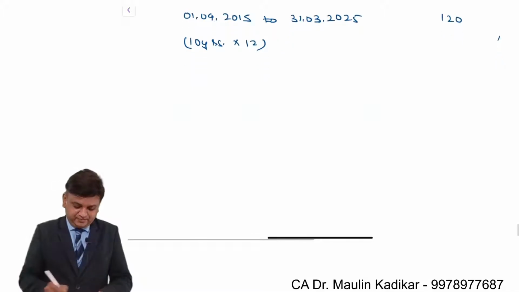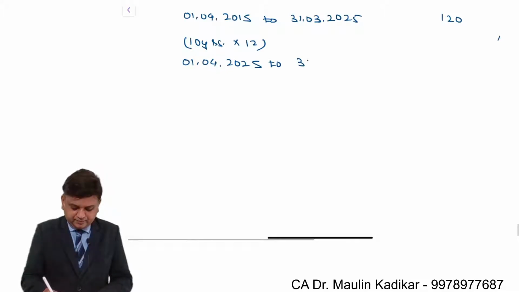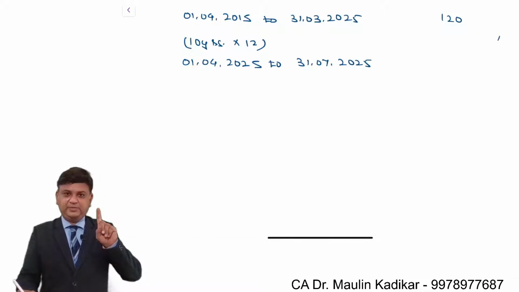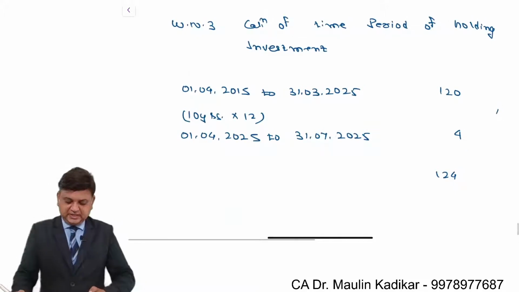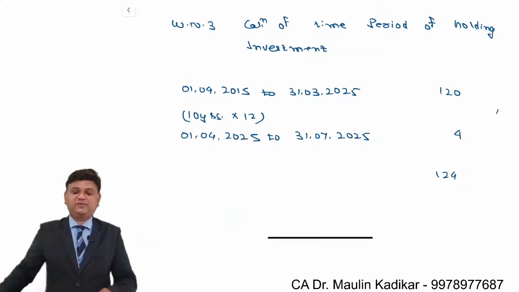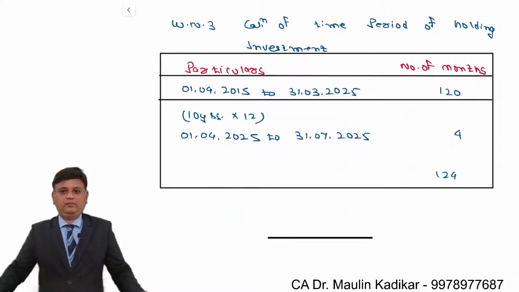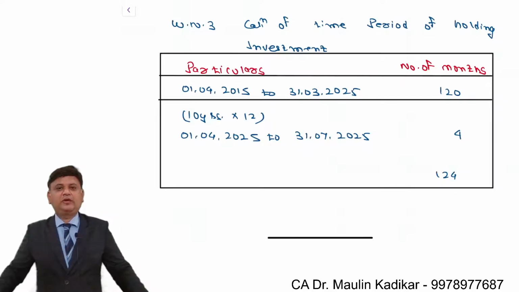Then 1st of April 2025 to 31st of July 2025. So it is April, May, June and July. This is 4 months. So the total is 124 months. That is the way the time period of holding investment can be found. I request all of you to calculate the answer of the income and put your answer in the chat box.